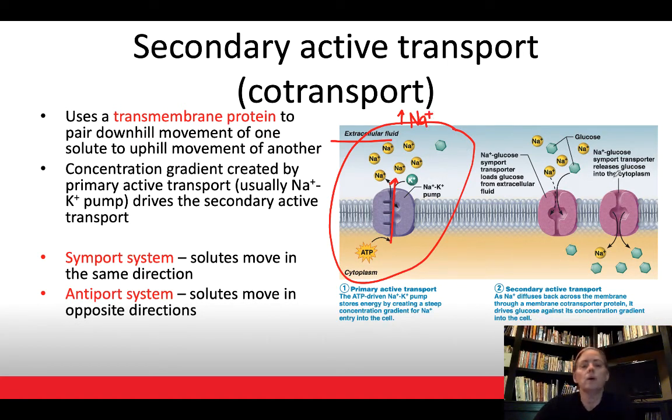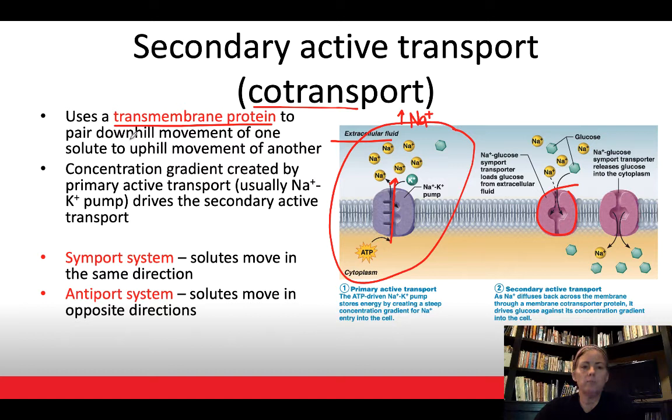Now, in secondary active transport, also called cotransport, we are able to use a transmembrane protein, which looks like basically these, okay?